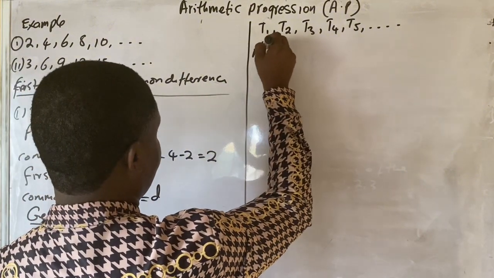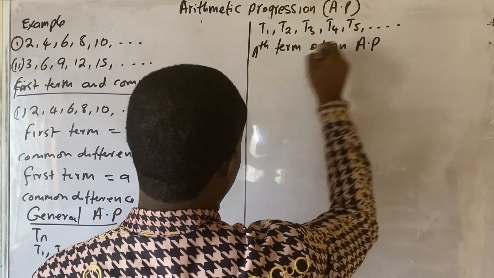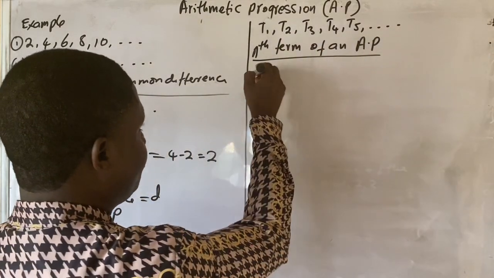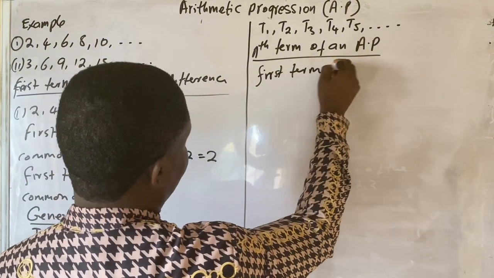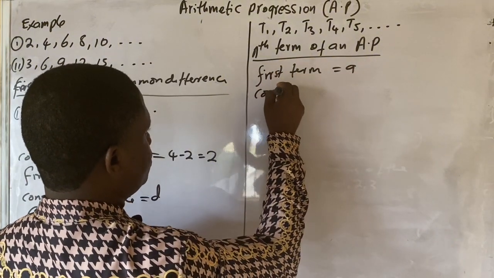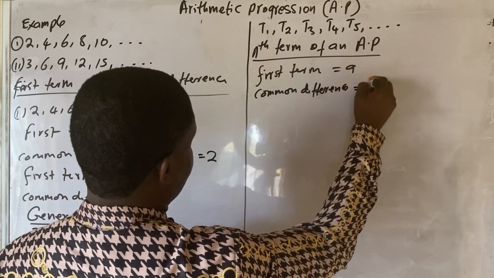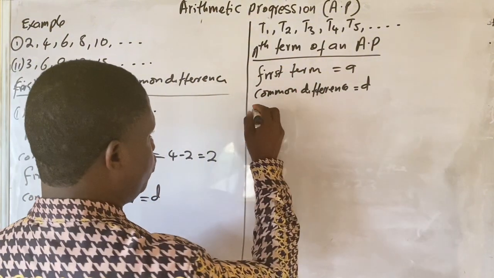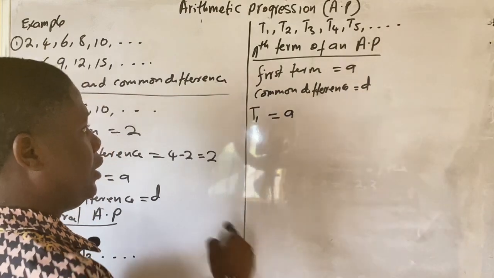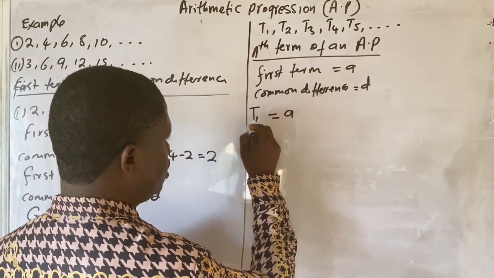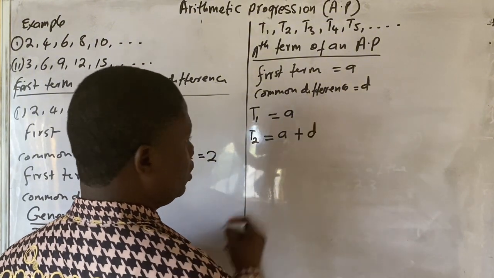Now let's look at the nth term of an AP. If you have an AP where the first term is equal to A, and the common difference is equal to D, the first term of that AP, T1, will be equal to the first term, A. And the second term of the AP, T2, will be equal to the first term plus the common difference.